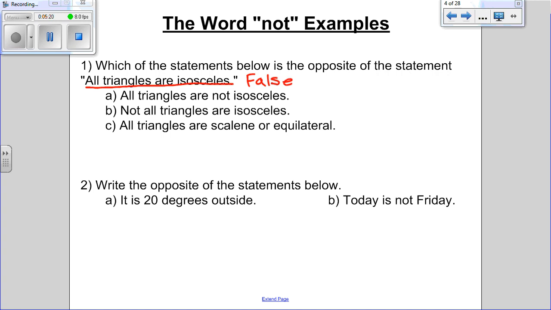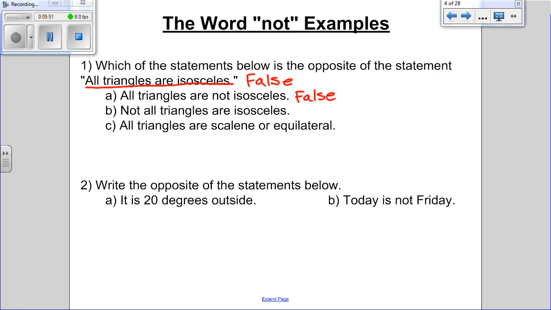They want to add the word not to make that a true statement. There's 3 options here. Option A says all triangles are not isosceles. Is that true or false? That's false, right? That all triangles are not isosceles means there's no such thing as an isosceles triangle, but there is. So this is still false.